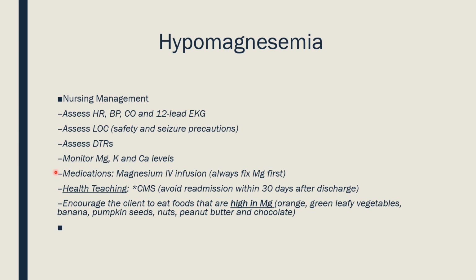Now, if the mag is low, you give mag, but before giving mag, you want to check the potassium level too, because there's a chance it will also be lower. Okay? And remember, you have to teach them that, when they go home, they need to eat foods that are high in magnesium. And you will notice that foods that are high in magnesium are also high in potassium. Okay? So you're pretty much telling them the same thing that you did on the health teaching for potassium. So we want to teach them properly so that we avoid readmission, okay, as much as possible.